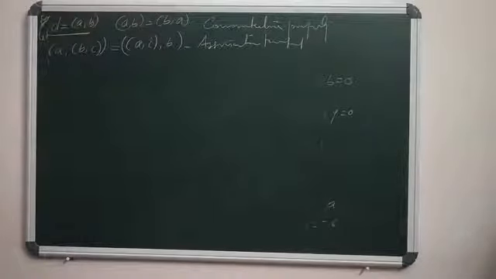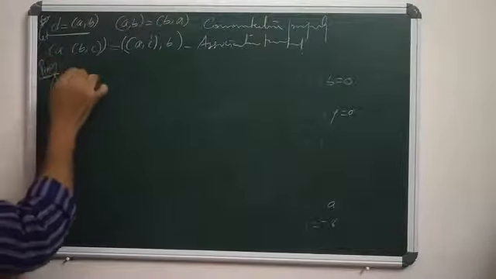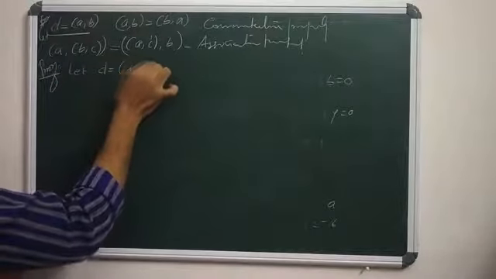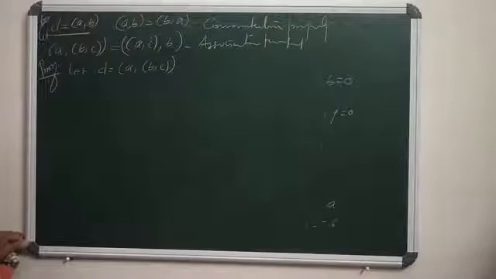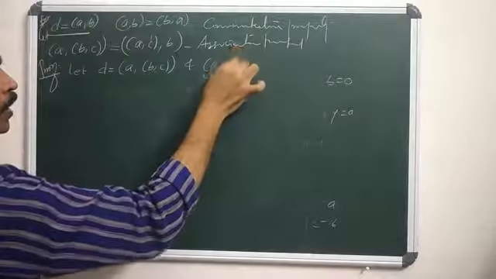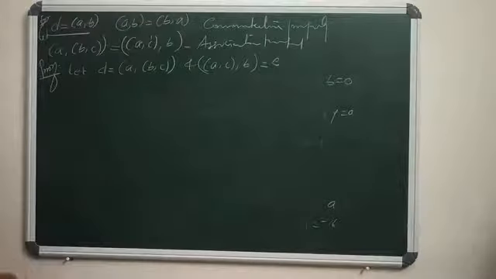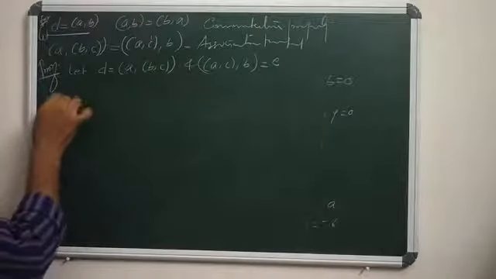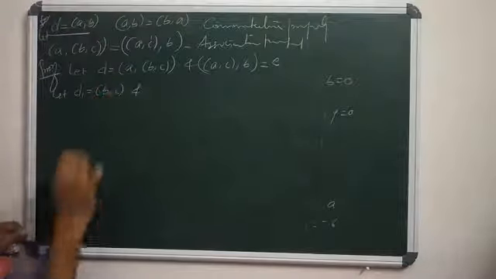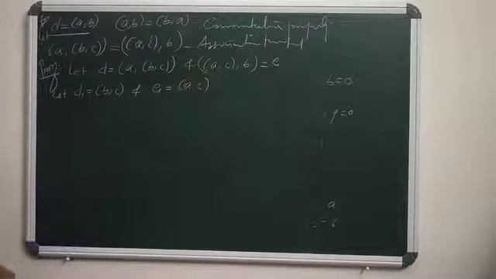How to prove this one? This can be proved by using this method. Let D equal the GCD of A and GCD of B and C, and let the GCD of GCD of A and B, and C equal some E. Let D1 equal the GCD of B and C, and E1 equal the GCD of A and B. Clear?